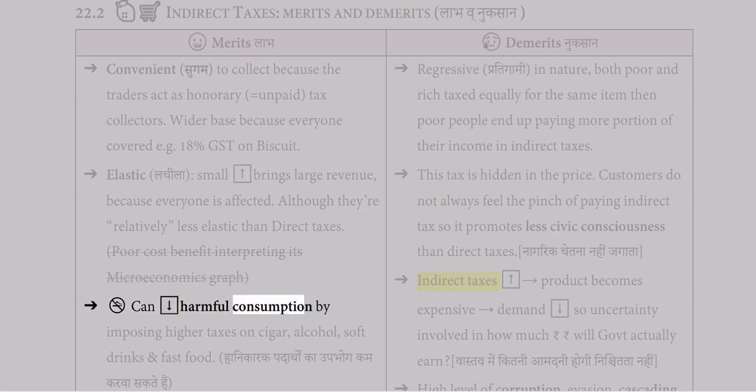It can bring consumption down for harmful products by imposing higher taxes on cigars, alcohol, soft drinks, and fast food. Regressive in nature: both poor and rich are taxed equally for the same item, so poor people end up paying more portion of their income in indirect taxes.